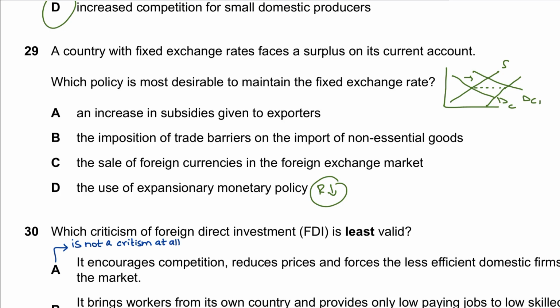But the option is saying selling foreign currency. Selling foreign currency would move in the wrong direction. It would actually increase the demand for the domestic currency and would further put upward pressure on the exchange rate. Got it? That is why D is the correct answer.